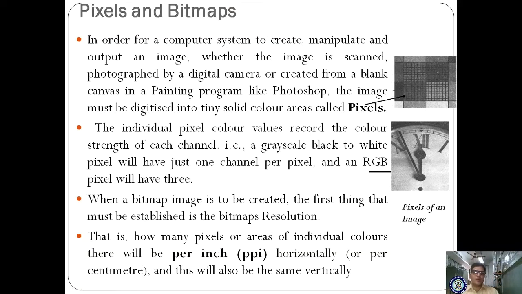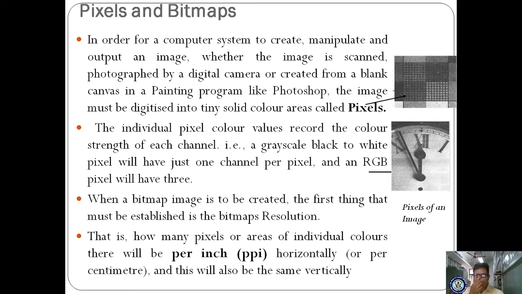In order for a computer system to create, manipulate and output an image, whether the image is scanned, photographed by a digital camera or created from a blank canvas in a painting program like Photoshop, the image must be digitized into tiny solid color areas called pixels.